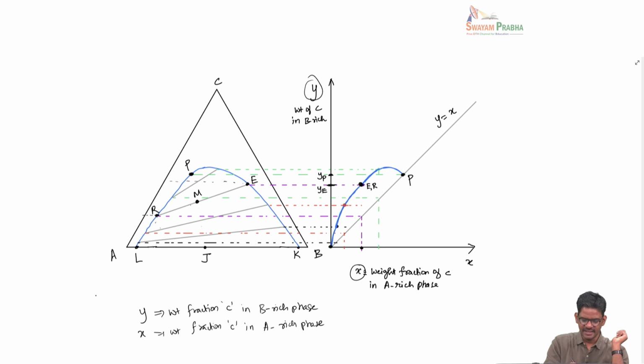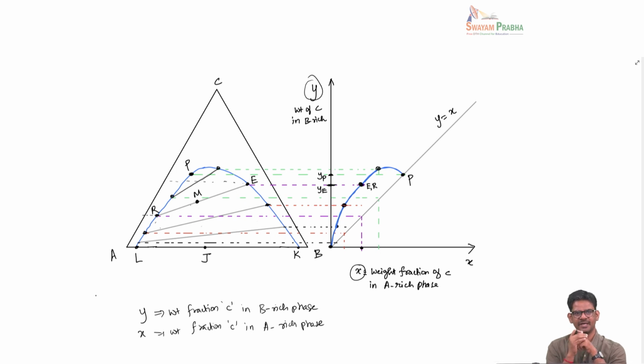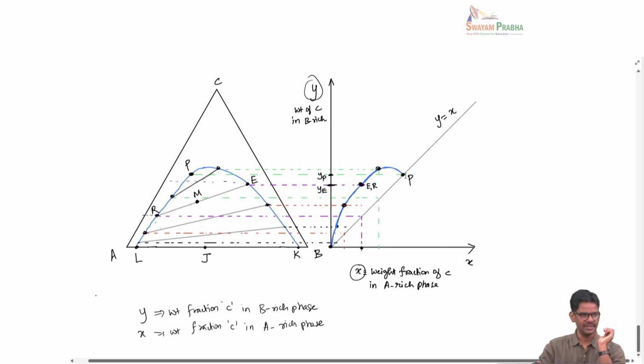For example, if I take this tie line, I read the y value from here, x value from here, and I make this point. Similarly, if I take this tie line here, I read the y value from here, x value from here, and that corresponds to this point. So based on the ternary composition diagram, we can read out the equilibrium values of the two phases and then plot y versus x. So for any system that shows this kind of a plait point, this curve will always end at the 45-degree line.